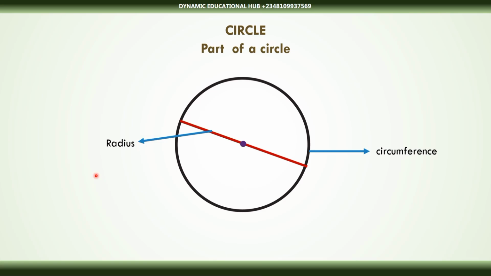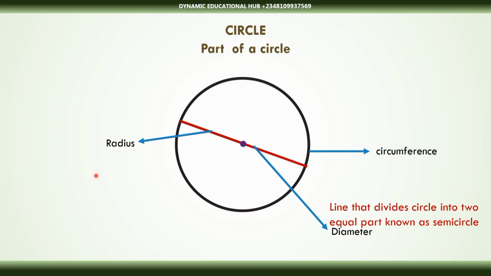A line joining two parts of the circumference passing through the center is known as a diameter, and a diameter is a line that divides a circle into two equal parts, each known as a semicircle. When a straight line moves from one end of a circle to the other end, and that straight line passes through the center, the name of that line is diameter.